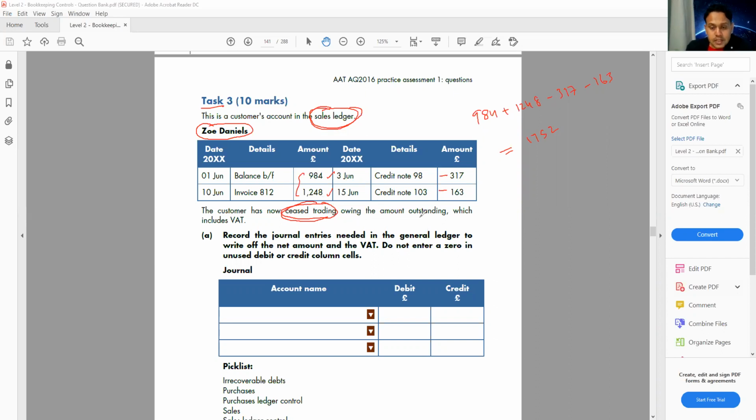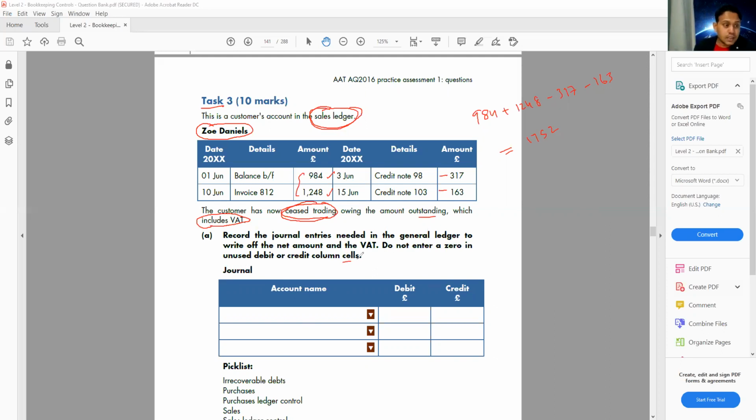Writing off the amount outstanding, which includes the VAT, that means VAT is inside. And if the VAT is inside, we know how to get it, isn't it? We know the formula: if the VAT is inside, we divide by 6 and we get the VAT. Okay, what is the requirement here? Record the journal entries needed in the general ledger to write off the net amount and the VAT. Do not enter a zero in an unused debit or credit column.